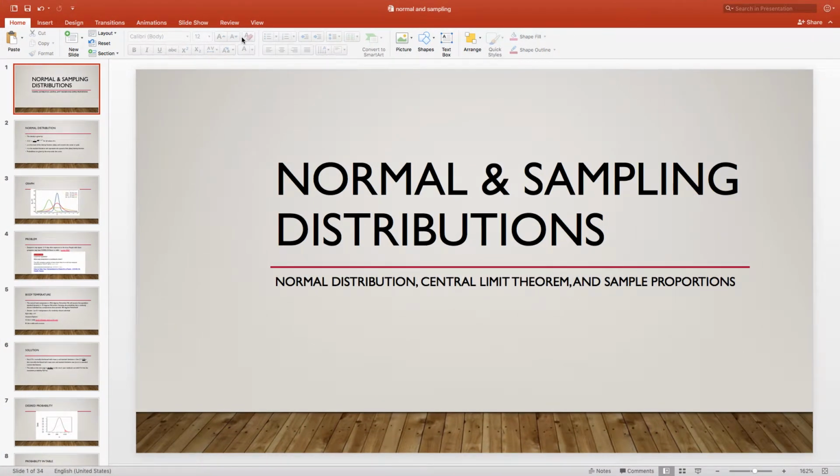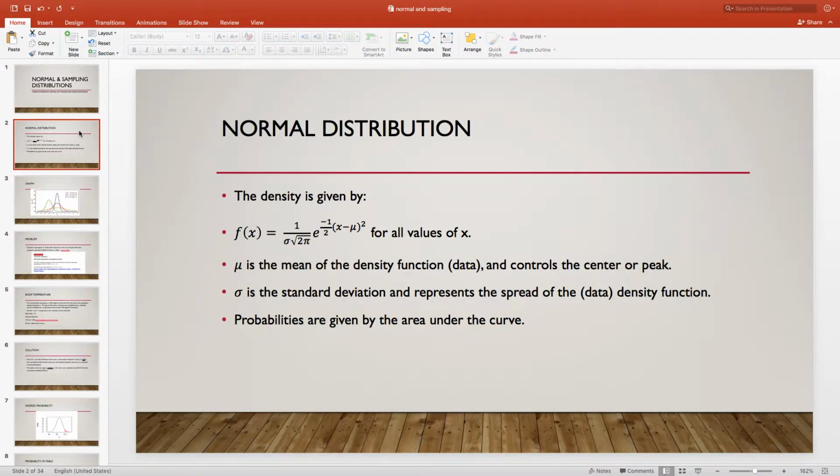All right, welcome to my lecture on the normal distribution. I'm going to focus exclusively on the normal distribution now, and we're going to jump right into it. So the normal distribution has an equation that's given by this, and there's a whole bunch of symbols there, so you're probably wondering what they represent.